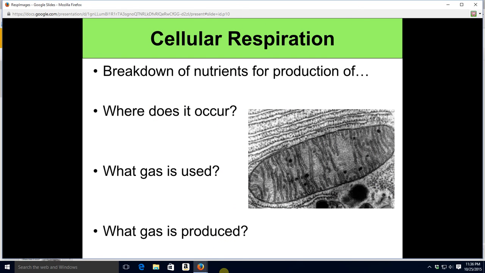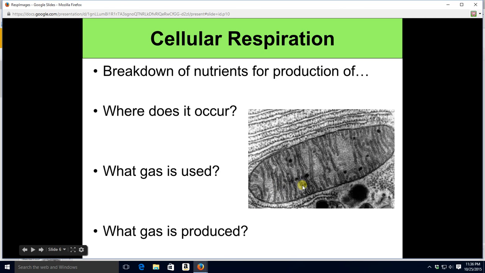Okay, another event. Good old cellular respiration. That is where we are breaking down nutrients, things like amino acids, fatty acids, and good old glucose. And we're breaking them down in order to make adenosine triphosphate, ATP. Now, where does this occur? It occurs in organelles, not unlike this one.